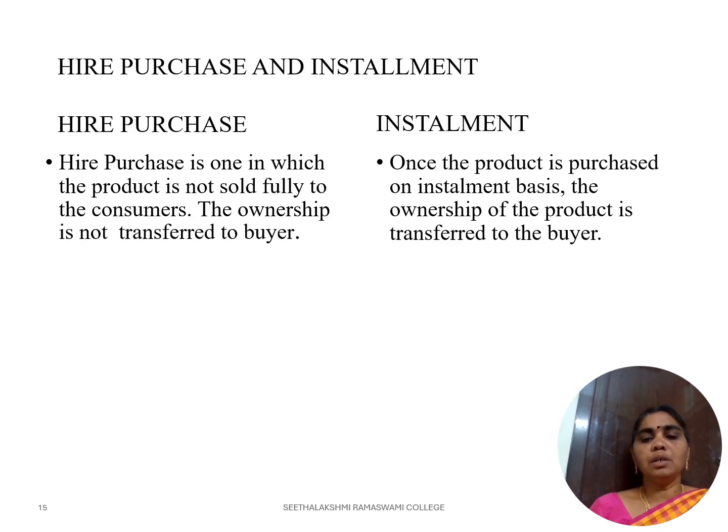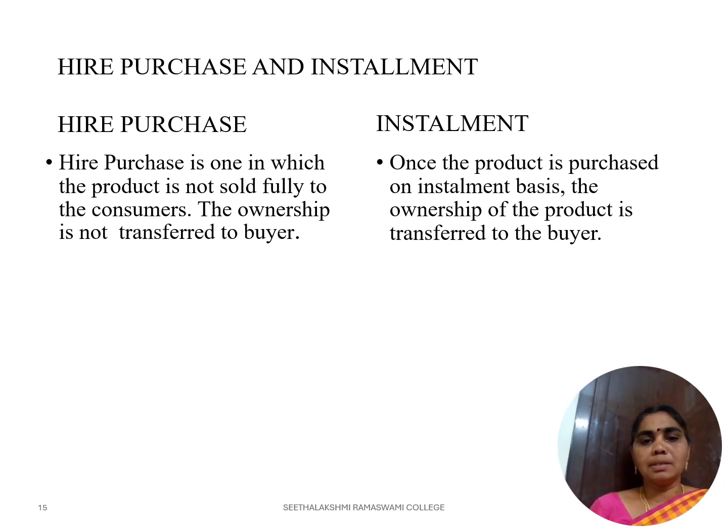The next category of retailer is hire purchase and installment. Under hire purchase, the product is not sold fully to the consumer and the ownership is not transferred to the buyer. Both are vested with the seller only. The seller agrees to sell the article to the buyer on an installment basis. If the buyer fails to repay the installment amount, the seller can seize the product. Up to that point, the amount paid by the purchaser is treated as a hire charge for the product.